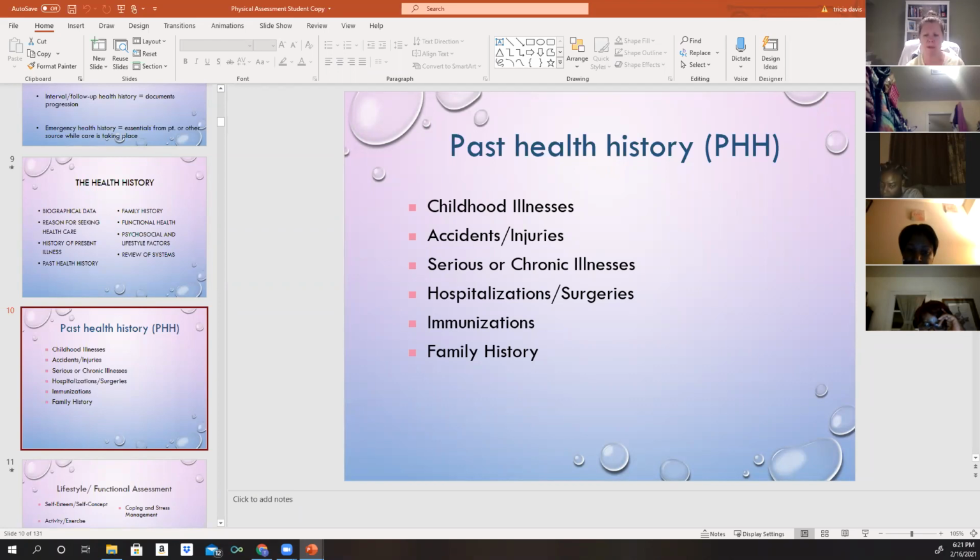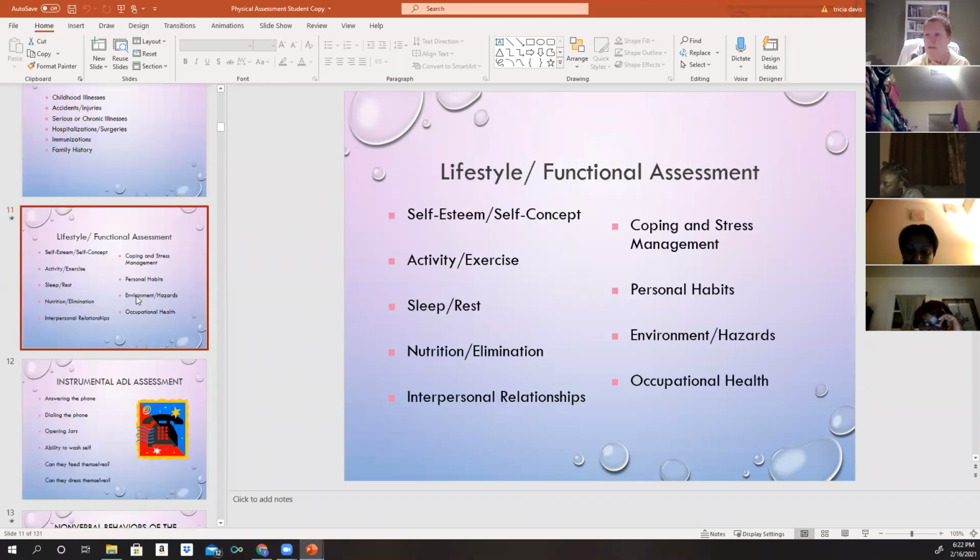For that older population, 50 and older, did they get the shingles vaccine? Have you gotten your pneumonia vaccine? Are you getting a flu vaccine? And now, of course, the COVID vaccine. We want to make sure that our older population is taking advantage of those because they're at big risk for developing those issues. And then we said that family history is important too.